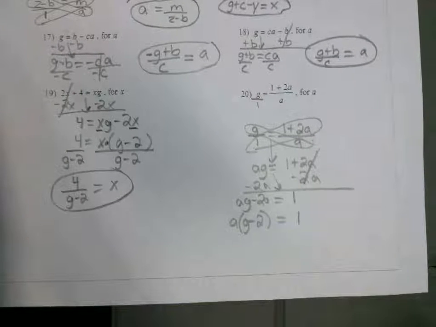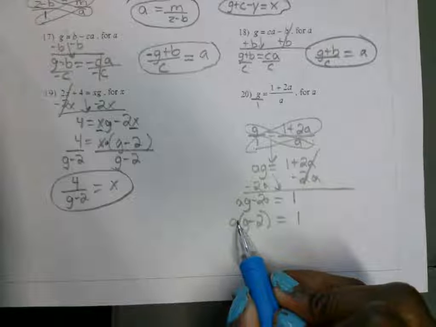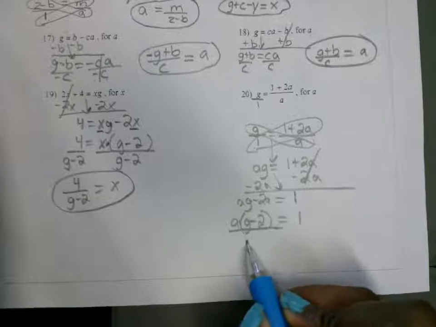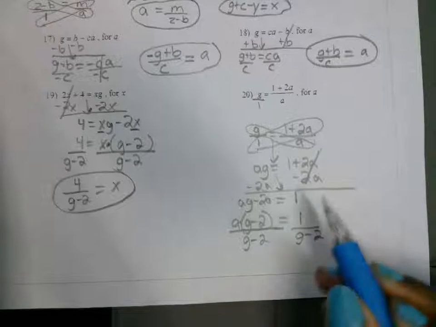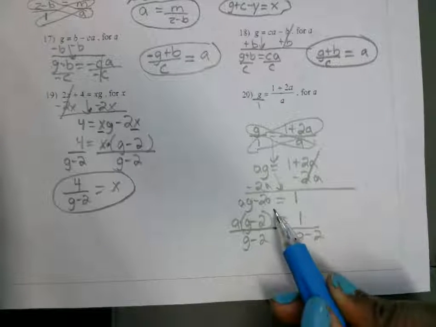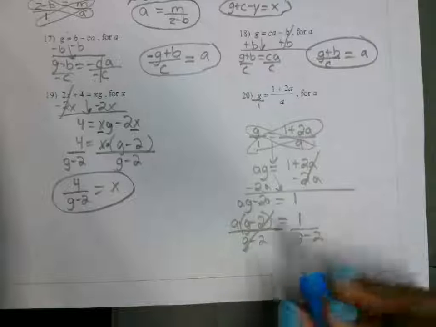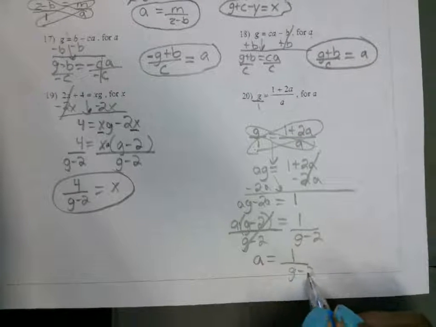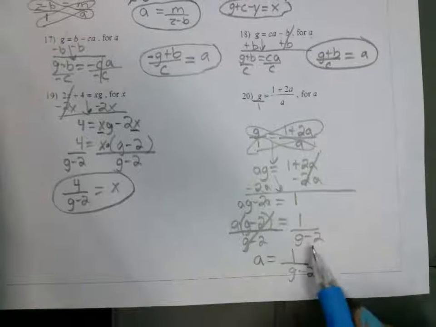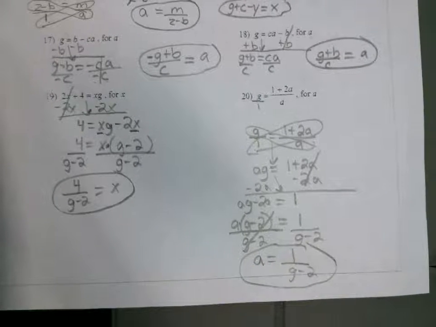Okay, so now how do I get A by itself? Divide. This is multiplication between the A and the parentheses. So I'm going to use division to get rid of the G minus 2. G minus 2 divided by G minus 2 is 1. And I'm left with A is equal to 1 over G minus 2. This is my answer. Okay.